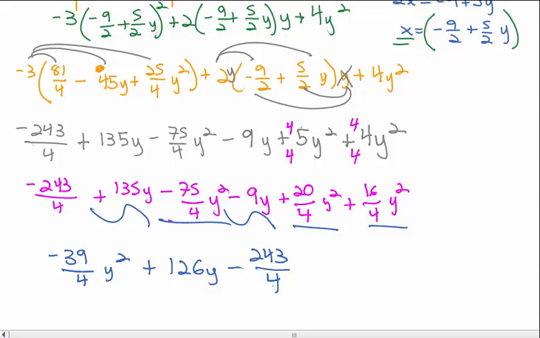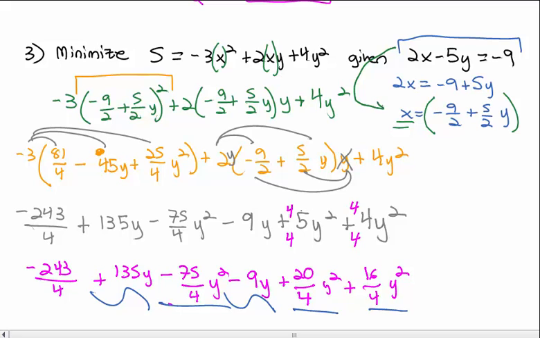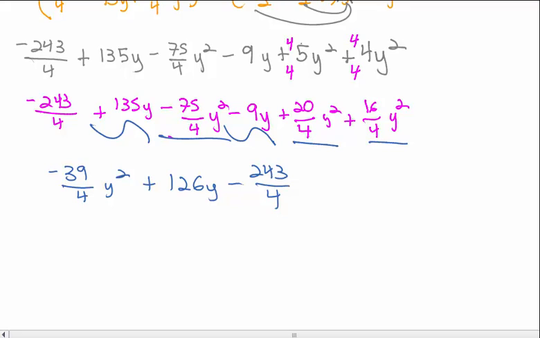Yes, there's fractions. Yes, it got ugly, but the process is still the same. What we've done is we took our equation and solved for a variable and plugged it into the original formula. A little bit of algebra makes it look like a quadratic, and so we can find the vertex. The x vertex, which actually is a y here, just to make it confusing, because y is our variable, is the opposite of b, negative 126 all over 2a, which is negative 39 over 4.